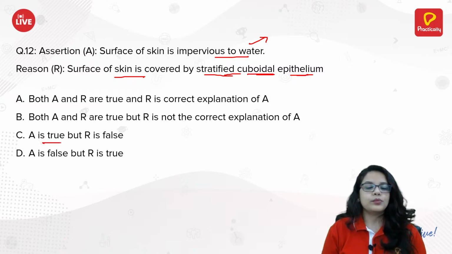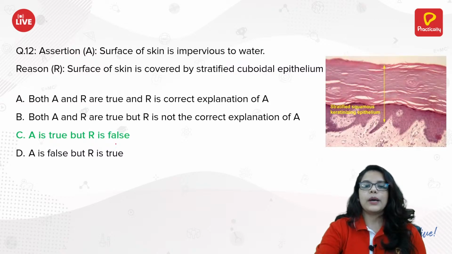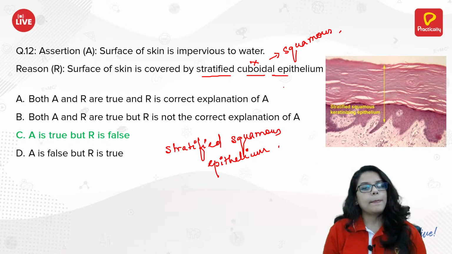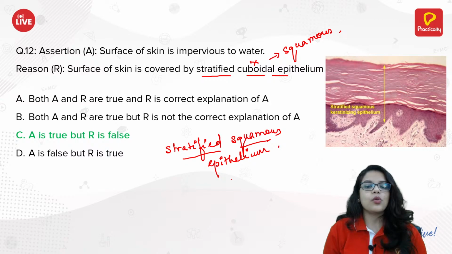See, A is true, but R is false. Why? Because we do not have stratified cuboidal epithelium. We have something called stratified squamous epithelium. So it's not cuboidal, it is squamous. So it is stratified squamous epithelium. So A is true, but R is false.